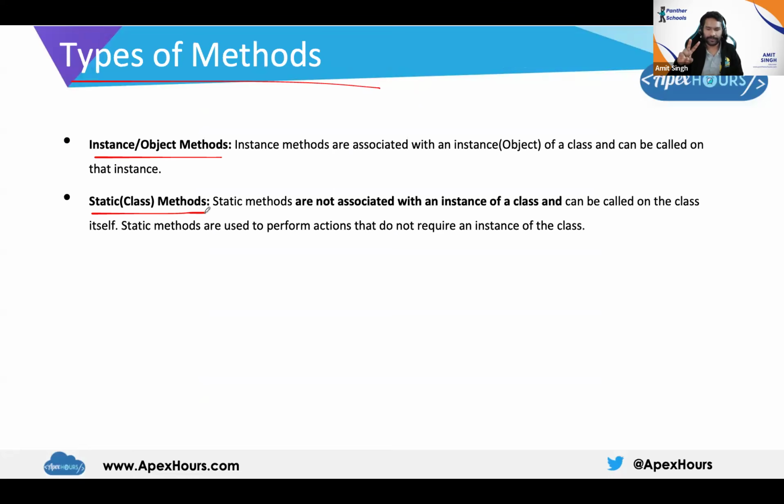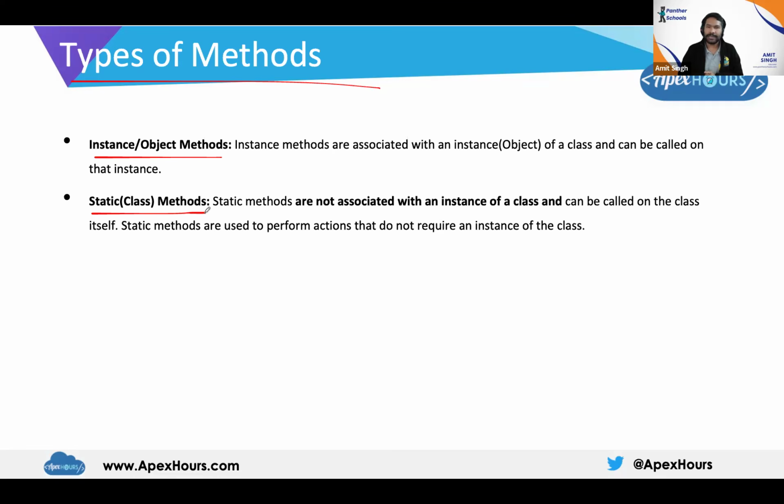Similarly, there are two types of variables: instance variables, or object variables, and static variables, or class variables. Instance methods are associated with a specific instance, a specific object, and static methods or static variables are associated with a specific class. The way of invoking, the way of calling these methods, is completely different.